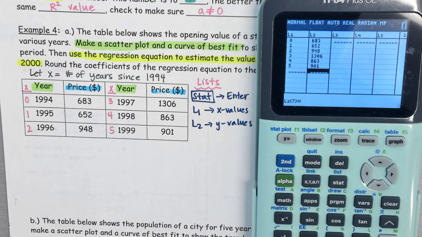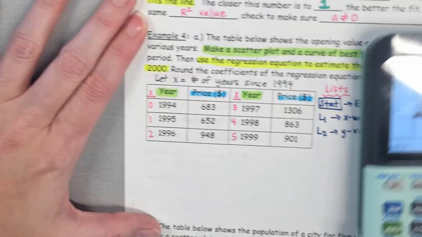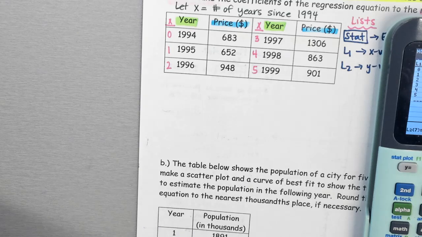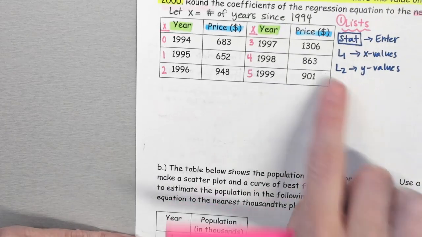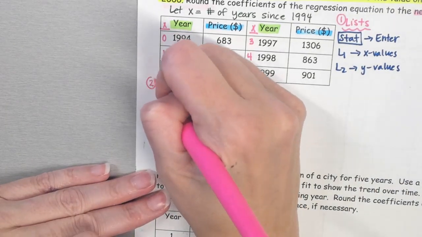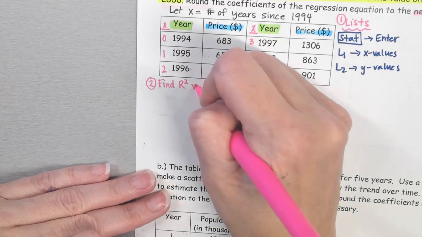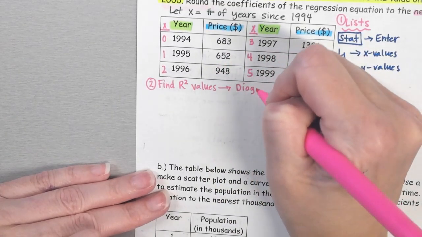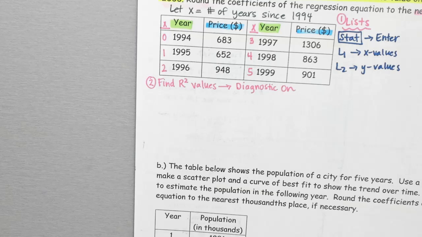Now once you have those entered into your list, what we have to do is find the R squared values for all of our linear regressions. So this is step 1 where you enter everything into the list. For step 2, you're going to find your R squared values. And in order to see them, you have to turn your diagnostic on. I'm going to show you 2 ways how to do that.